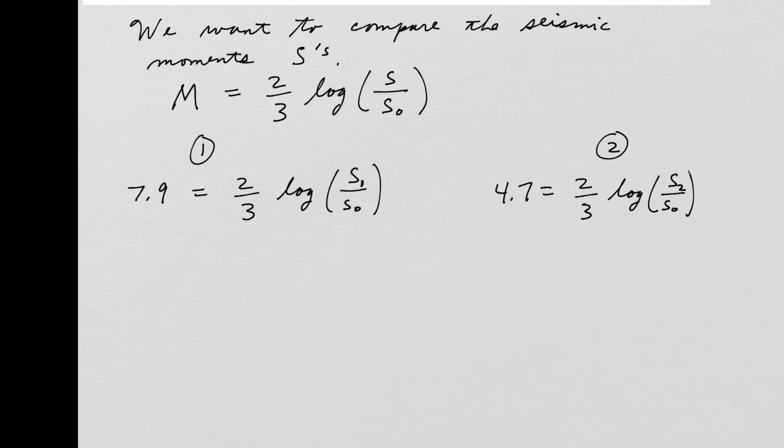Well, how do I do that? I need to rearrange this equation. I need to solve for S1. So first thing I would do is probably multiply both sides by 3/2, or you could divide by 2/3, same thing. So I'll just multiply by the reciprocal, 3/2. Why? Because I want to get rid of this 2/3 here.